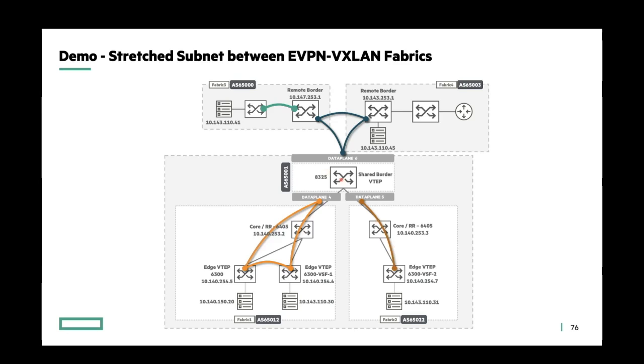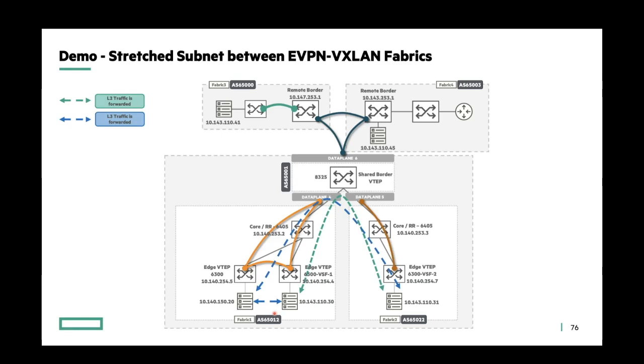In fabric 1, we will have two different hosts connected on two different VTEPs. On the other side, in fabric 2, we will have one host connected on one edge VTEP. The goal of this demo will be to extend the VLAN 110 between those two fabrics, and so between those two hosts. In addition, the third endpoint will have a layer 3 connectivity to the other ones, as it is located in the VLAN 150.